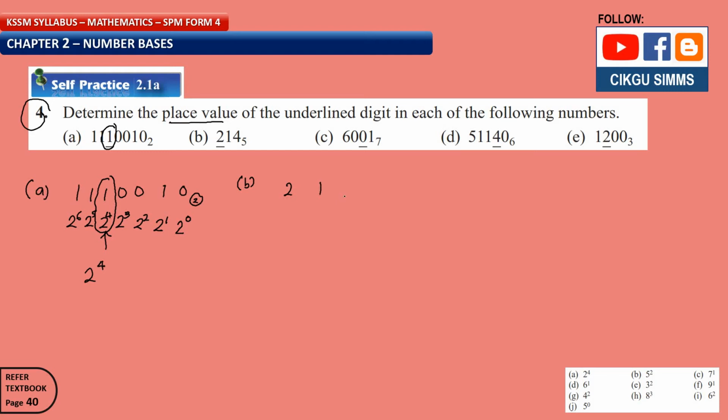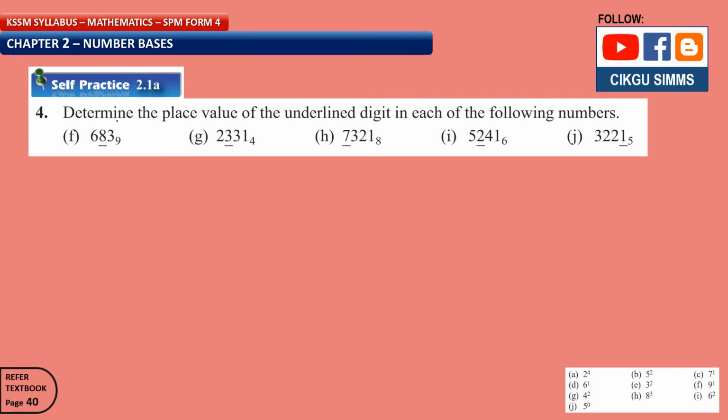Okay, so for example 214, the base is 5, right? So you write 5, 5, 5, start at 0, 1, 2. Okay, and this 2, the place value is 5 to the power of 2. And question C, okay, so 7071. So for question C it is 7 to the power of 1. Question D, 6061. So 6 to the power of 1. For question E, 303132. So 3 to the power of 2.